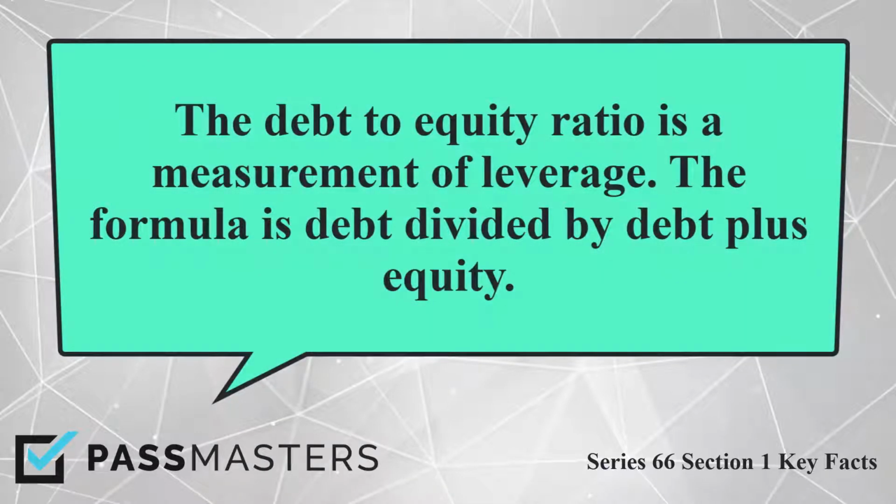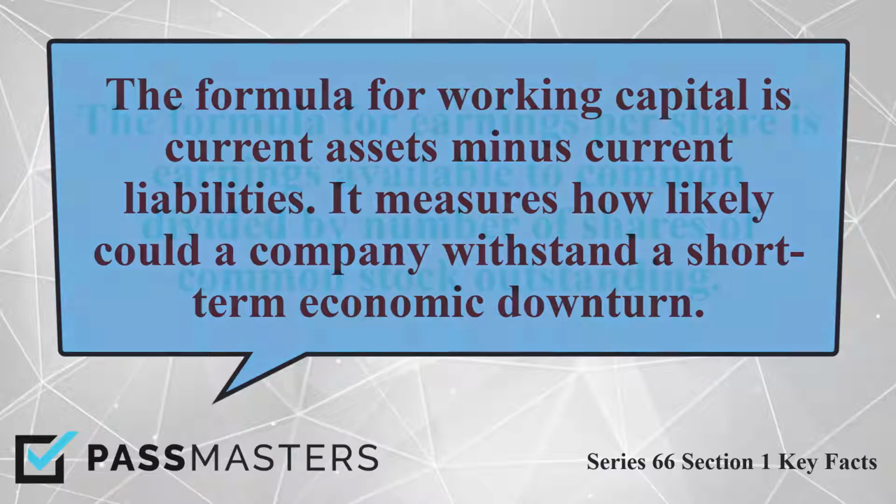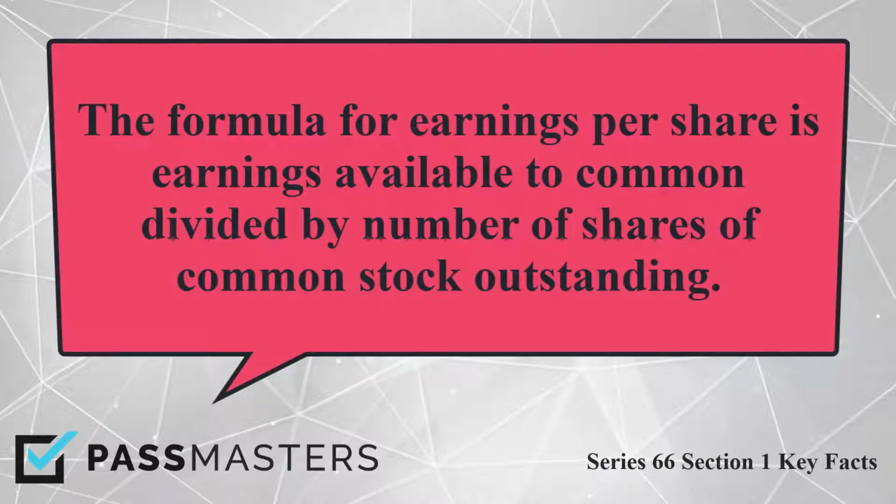The debt to equity ratio is a measurement of leverage. The formula is debt divided by debt plus equity. The formula for working capital is current assets minus current liabilities. It measures how likely a company could withstand a short-term economic downturn. The formula for earnings per share is earnings available to common divided by number of shares of common stock outstanding.